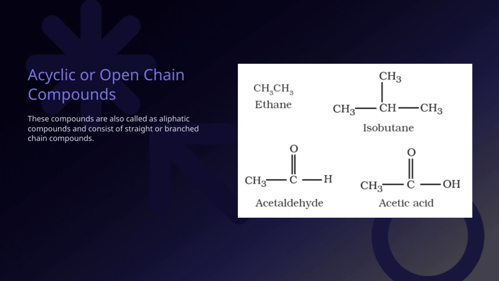This distinction is important because these structures form the basis of many organic compounds, including alkanes, alkenes, and alkynes. Understanding the nature of these open-chain compounds helps us grasp how organic molecules are built and how they behave chemically. So, as we continue, keep in mind that these acyclic compounds are fundamental to the study of organic chemistry, forming the backbone of countless compounds we encounter daily.